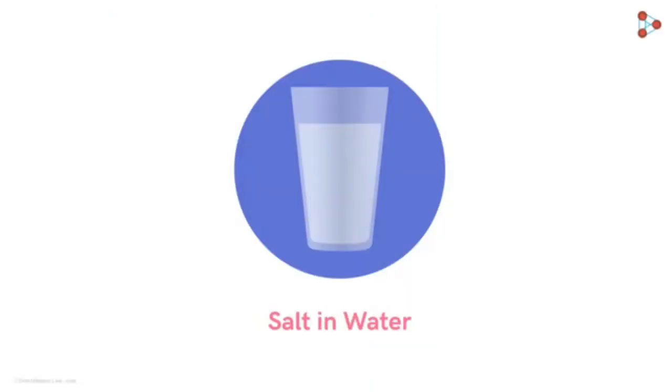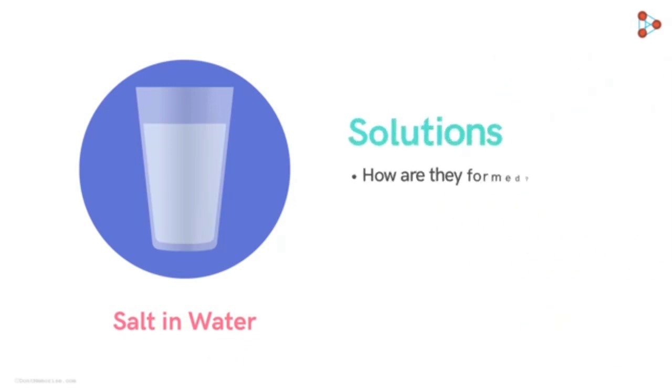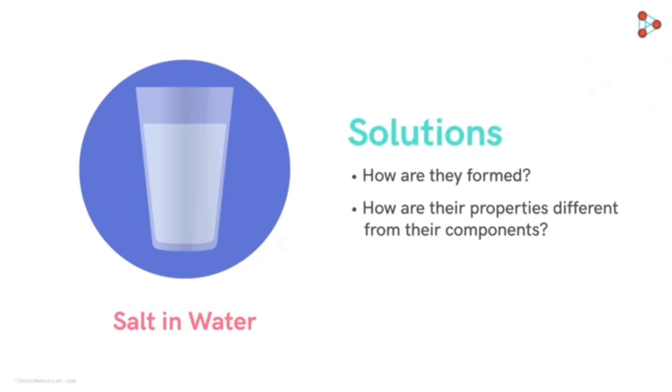Now here's a question for you. We know that the salt dissolves in water to form a solution. Does the same happen when we put salt in oil? No, right? Salt and oil don't mix. Why is it so? Think about it. In the upcoming lessons, we're going to understand this. We will see how a solution is formed, how their properties differ from their components, and so on.